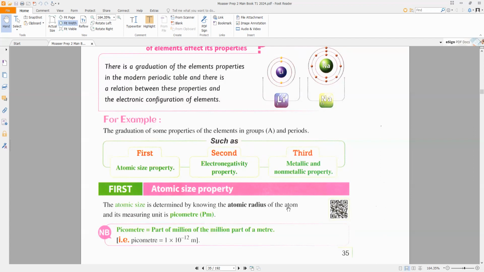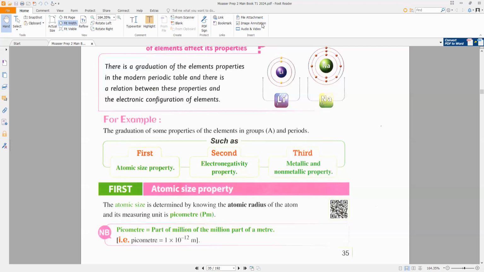First, we must know the atomic size. We know that each matter has a volume and a mass. Volume means the size of the element, but the atom is very, very small, and we can't see it by our eye. So we see the atom by a type of microscope called an electron microscope, to see the very small size of the atom. And the size is measured by the radius.